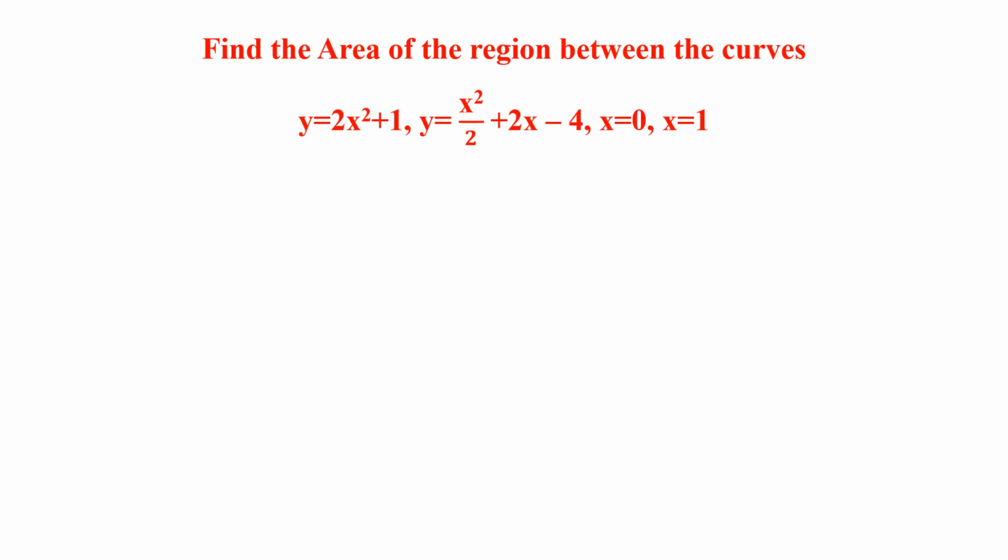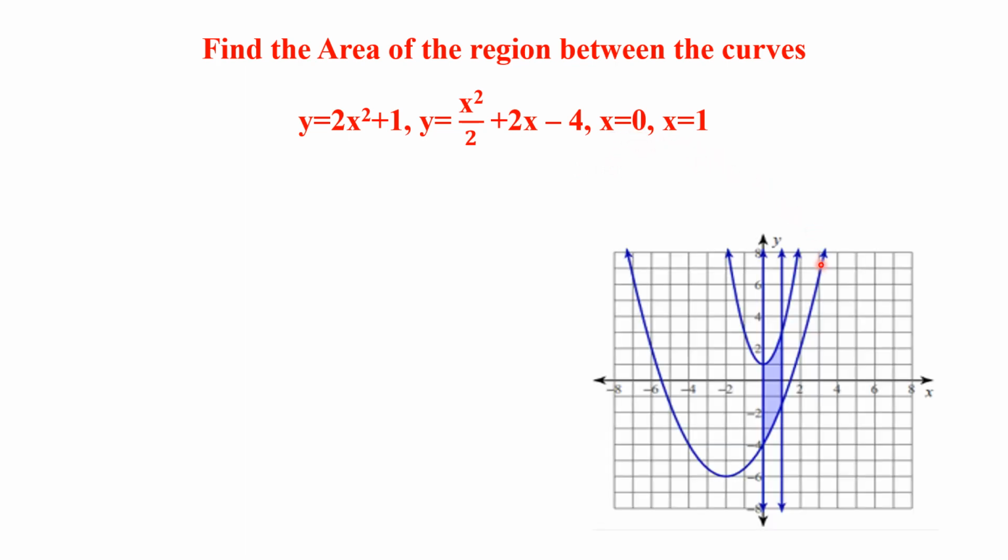Last question. Find the area of the region between the curves y equal to 2x squared plus 1, y equal to x squared divided by 2 plus 2x minus 4, x equal to 0, and x equal to 1.